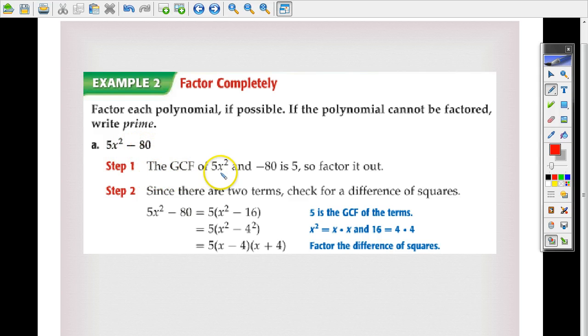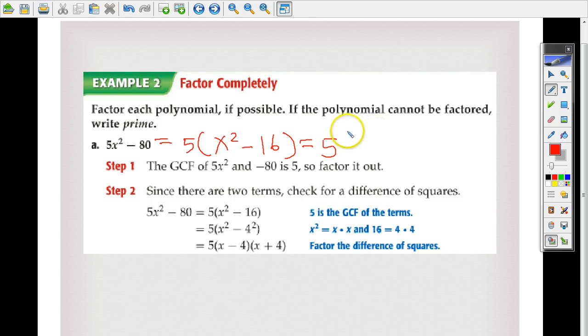So, alright, so you have 5x squared minus 80. The greatest common factor of those two terms is 5. So factor out the 5. So if you take out the 5, what do you have left? x squared minus 16. Because 16 times 5 is 80. Alright, here we go. So the 5 stays out. Okay, I see here it's x squared and 4 squared.